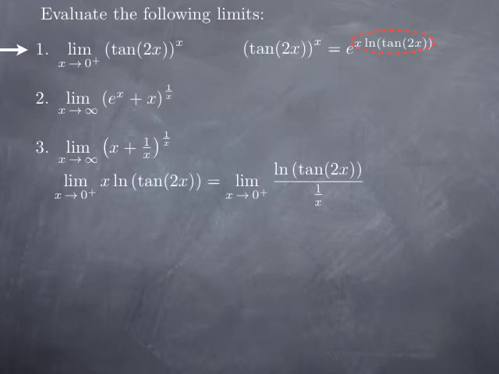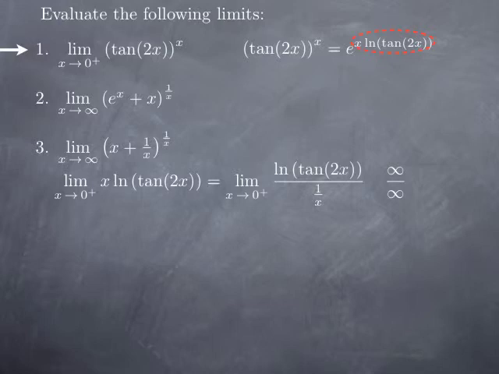So we're looking for the limit at 0 from the right of x ln of tangent 2x. That's an indeterminate product. We're going to rewrite it as a quotient. So I can write it, for instance, as a limit at 0 of ln of tangent 2x divided by the reciprocal of x. Then when x goes to 0, tangent 2x goes to 0, and therefore ln of tangent 2x goes to negative infinity. And 1 over x goes to 1 over 0, in other words infinity, so we have an indeterminate form of the type infinity over infinity.